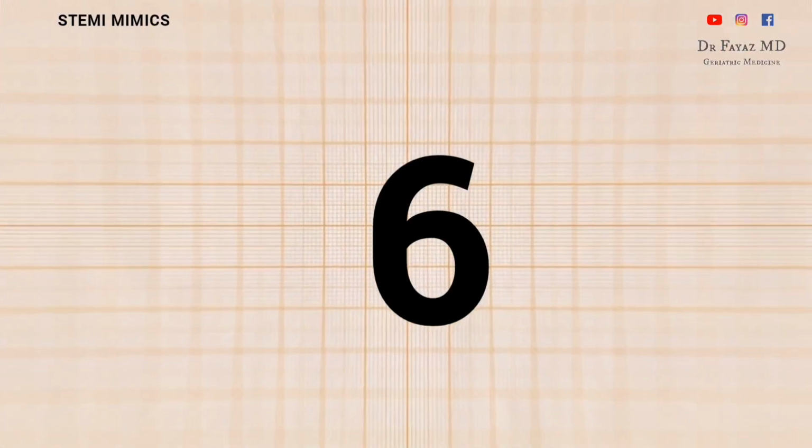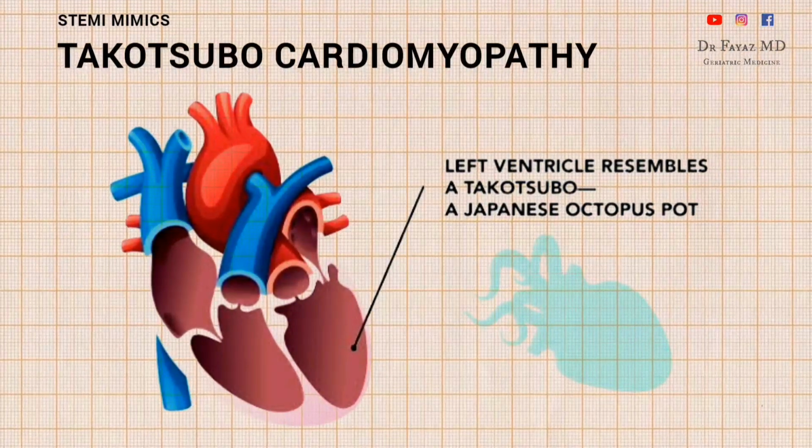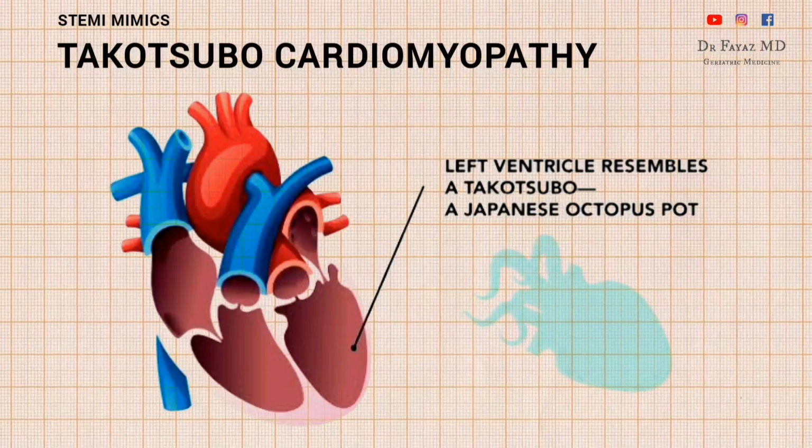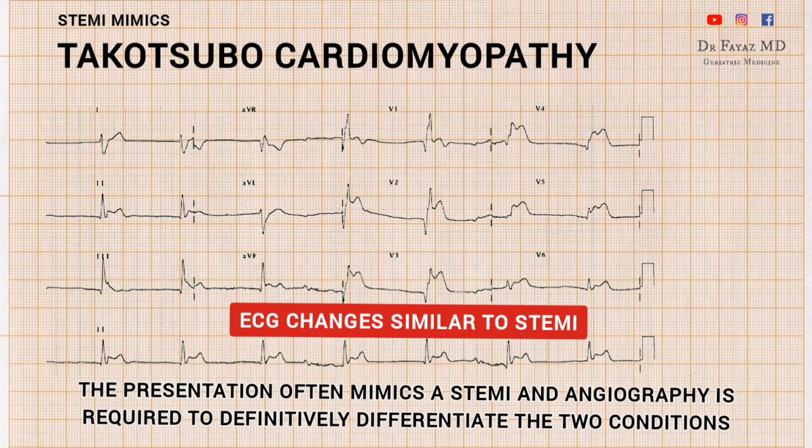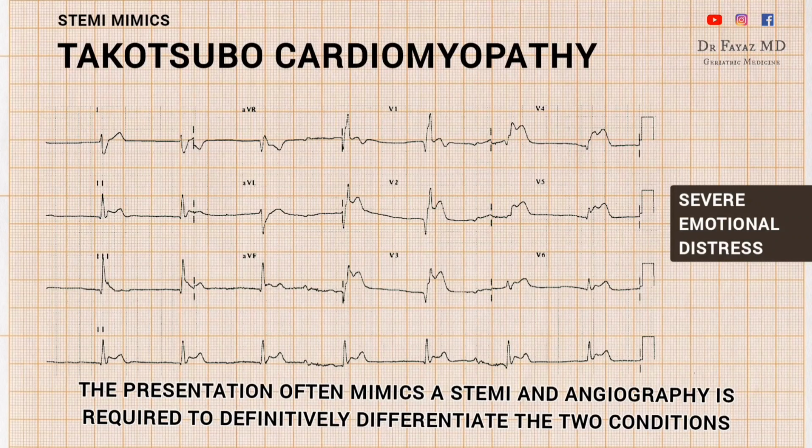Number 6 we have Takotsubo cardiomyopathy. This produces ischemic chest pain, ECG changes with or without elevated cardiac enzymes. This typically occurs in the context of severe emotional distress, otherwise called broken heart syndrome.